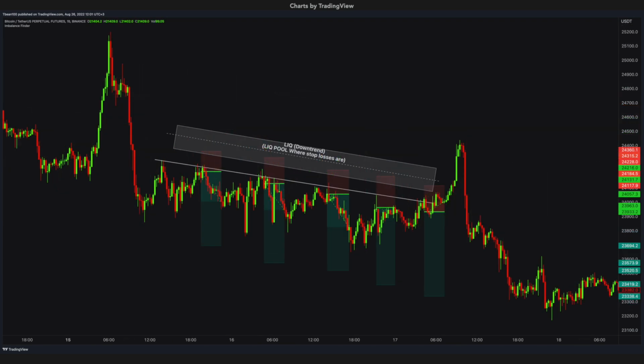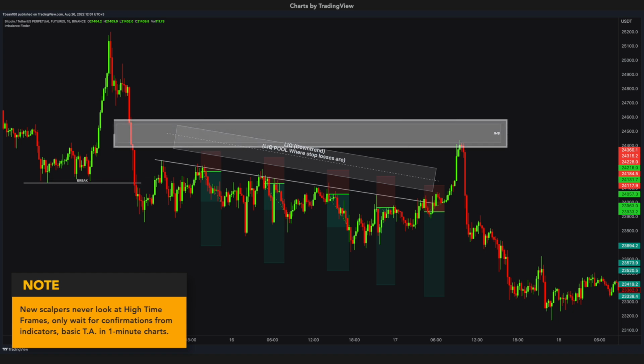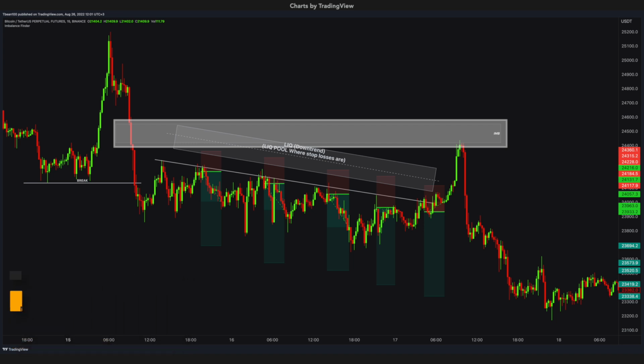Let's zoom out the chart and open the 15 minutes time frame, which new traders never even look at. First of all, you can notice the high quality break right here. And then the imbalance, which I love. I am one step ahead of beginner scalpers because I checked the low and high time frames together.